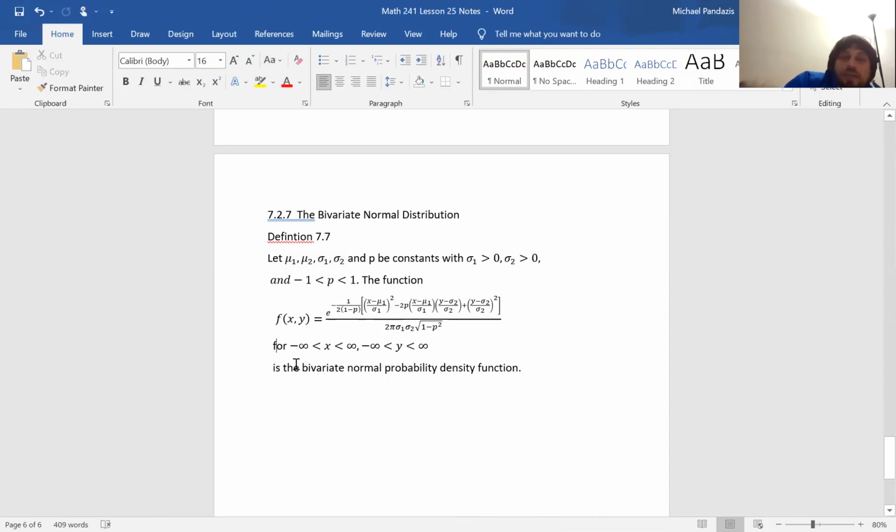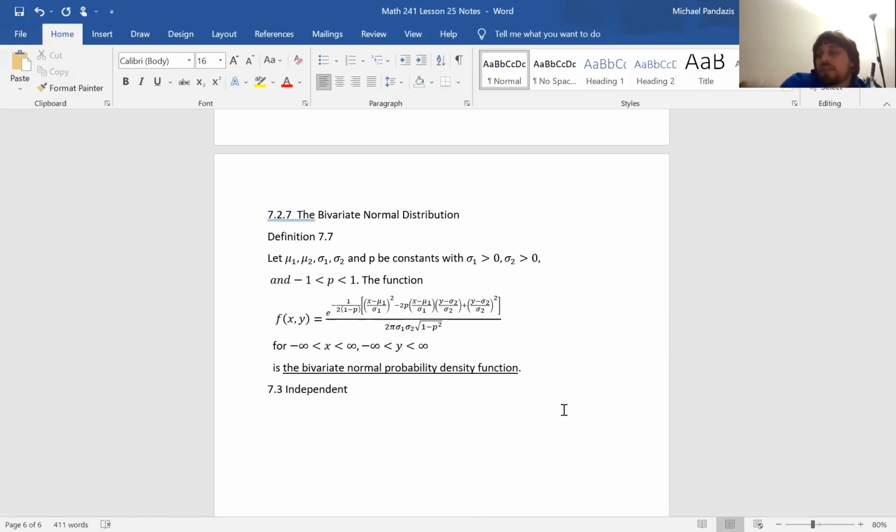Okay, that's the bivariate normal probability density function. And that's definition 7.7. Okay, nearing the end. All right, 7.3.